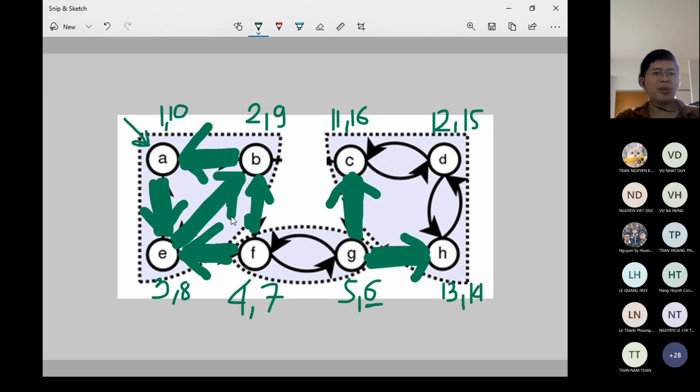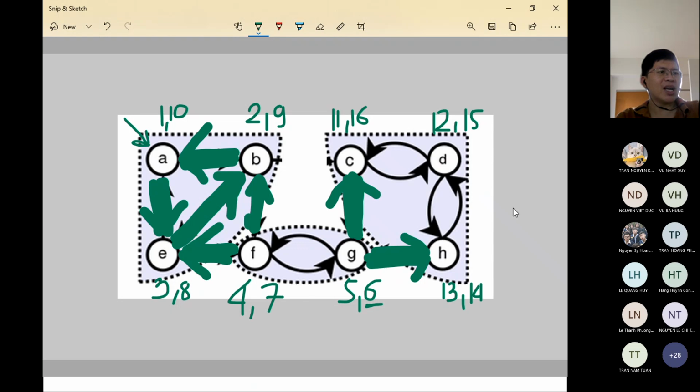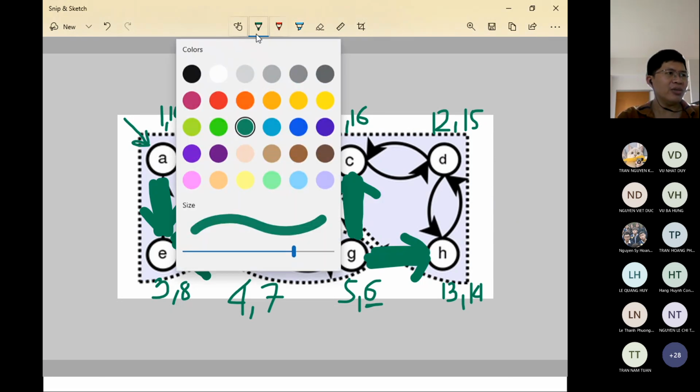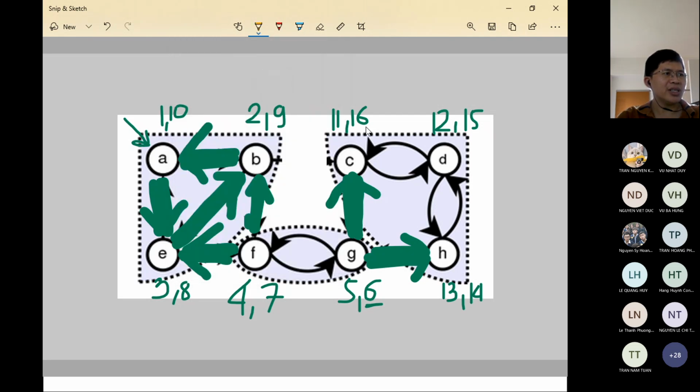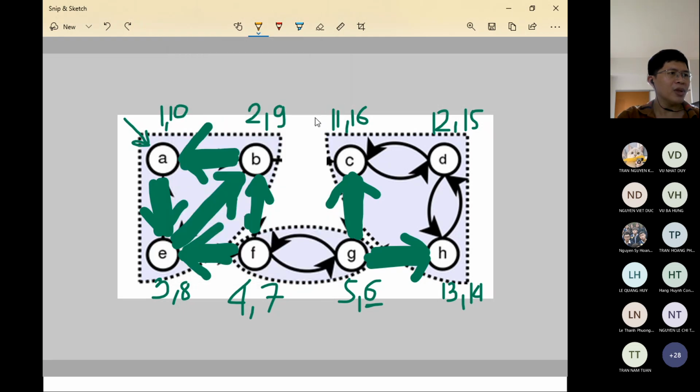Okay, so what we are asked to do is run the DFS algorithm again, but consider the vertices in the decreasing order of F. We must start with the one that had the biggest F. I change this color. So you see, I start with this one, the biggest. We start from C. I do it again. So I start from 1 here.